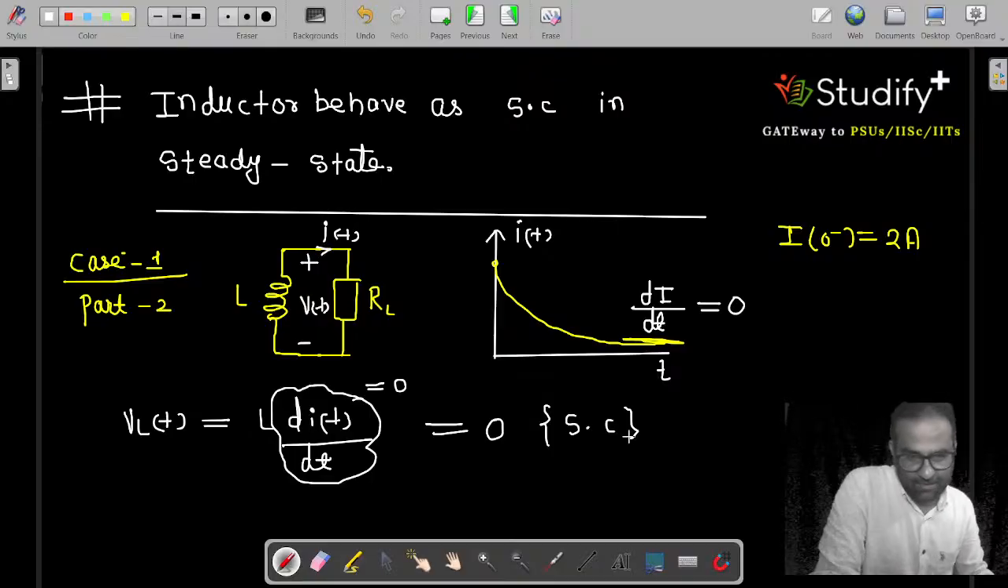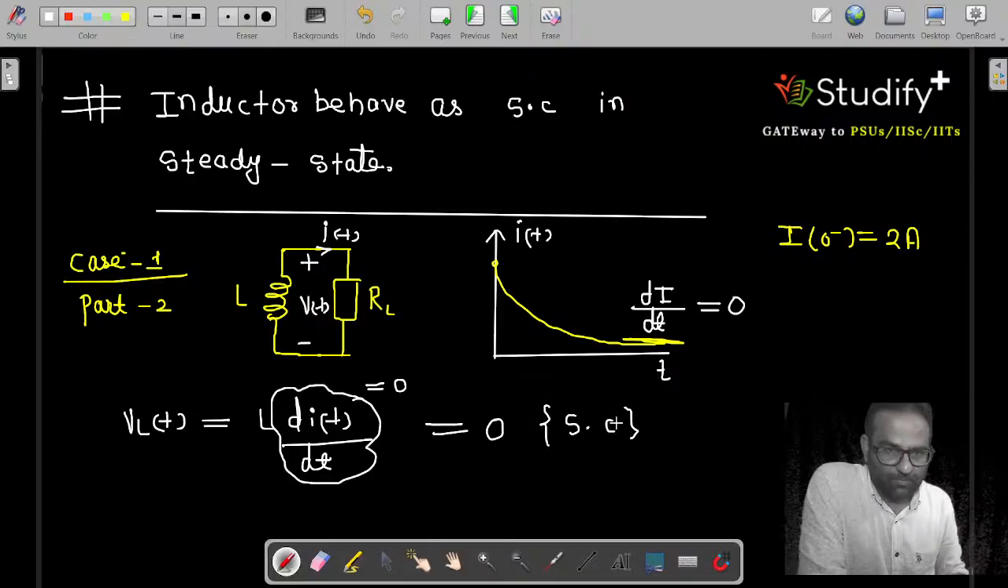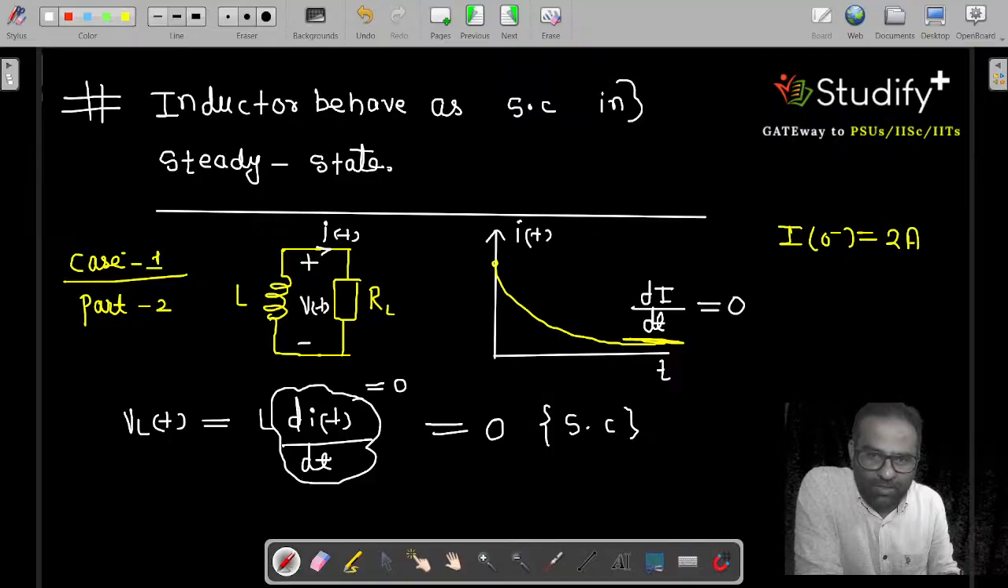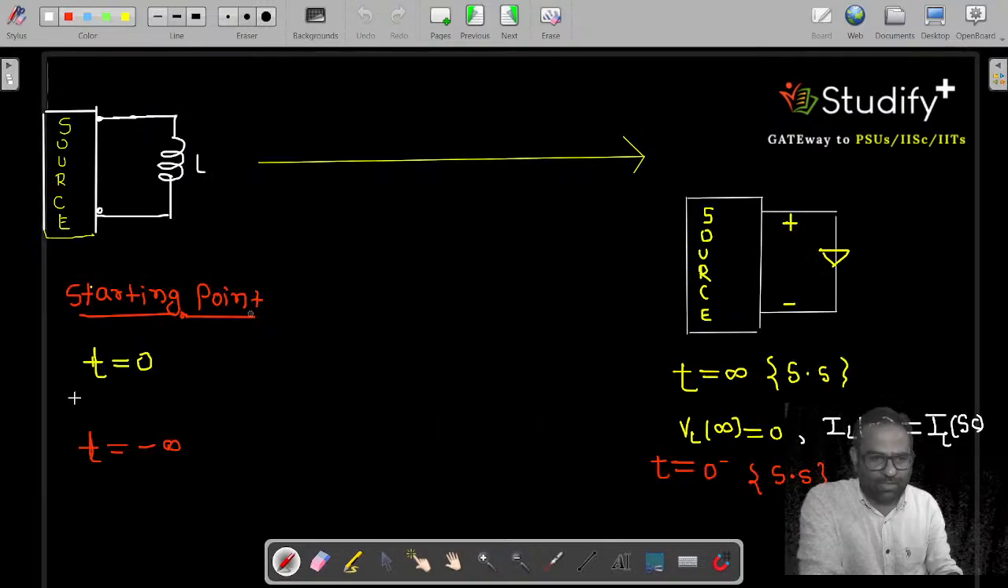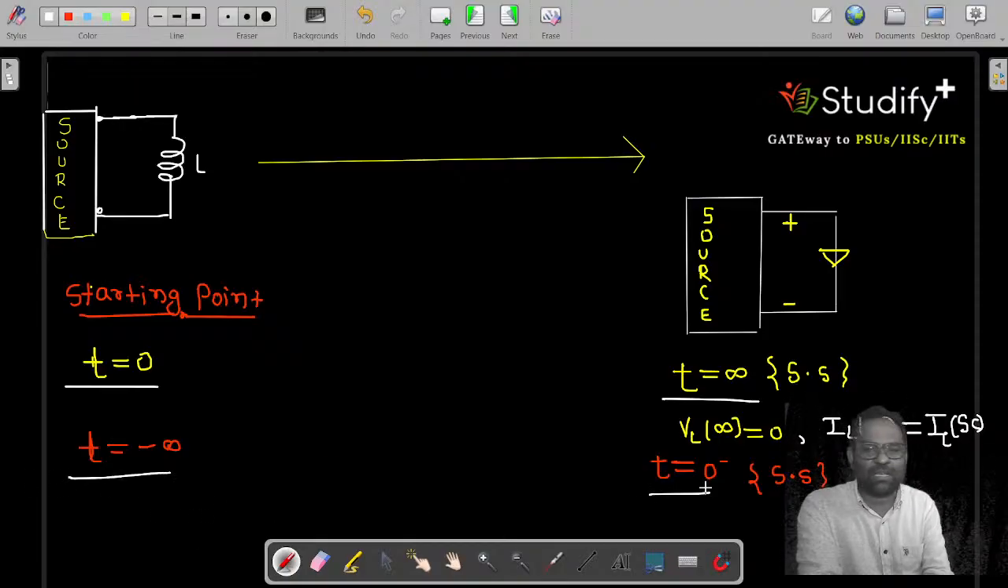I hope this is clear. So this statement is very important for us. The inductor behaves as a short circuit in steady state, and we don't care which point is short circuit. If you are starting t equal to 0, t equal to infinity is a short circuit. If you are starting t equal to minus infinity, then t equal to 0 minus is another short circuit. I will define the meaning of t equal to minus infinity and t equal to 0 minus and 0 plus. What is the meaning of these variables, t equal to 0 minus? What is the meaning of t equal to infinity?